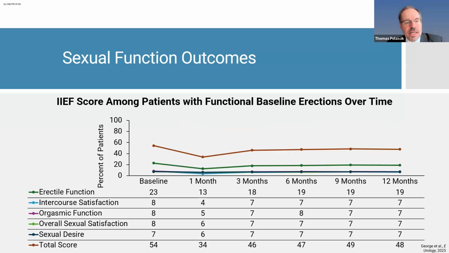Sexual function. Again, it depends on where you come in, what your baseline is, but if you see here on the left in all the details, it talks about erectile function, intercourse satisfaction, orgasmic function, overall sexual satisfaction, desire, and total score. If you look at it, you can see the curves. Again, a little bit of a dip at 1 month, but back to baseline. And if I look at the very bottom, with the total score, the baseline men coming in was 54, and at 1 year they're at 48.